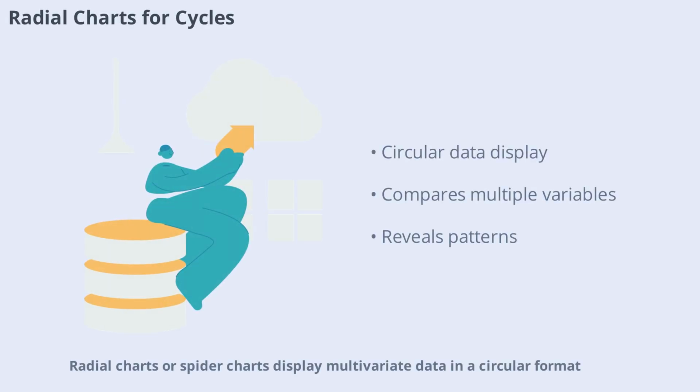Radial charts or spider charts display multivariate data in a circular format. Each axis represents a variable, and values are plotted as points connected by lines. Radial charts are useful for comparing multiple variables across different categories, such as skill assessments or product features. Their circular layout makes patterns and imbalances easy to spot.